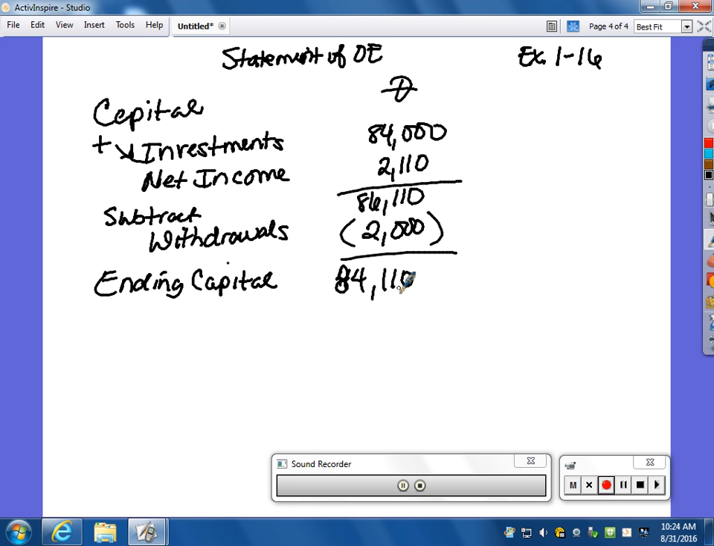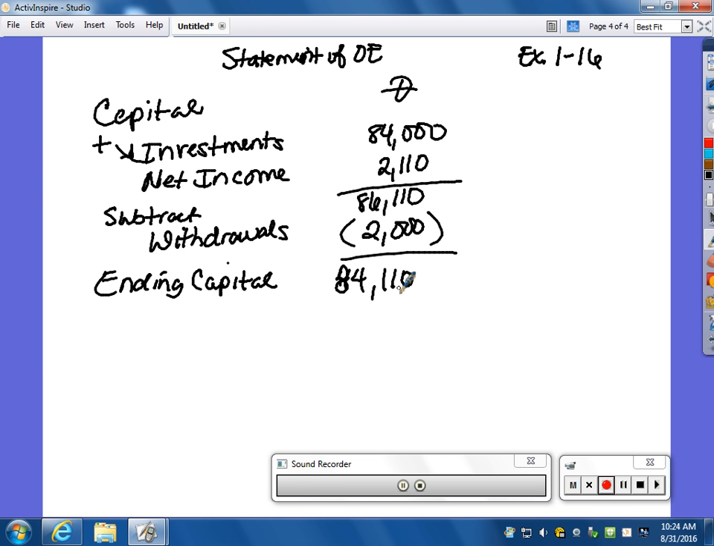Everybody clear about what we did there? I need y'all to speak to me. I do not talk to walls. Yes? Okay. We started out with the capital because it didn't give it to us. Well, you always start out with capital for this statement. If it lists the capital, you use it. If it does not, you assume what? Zero, that is no capital.